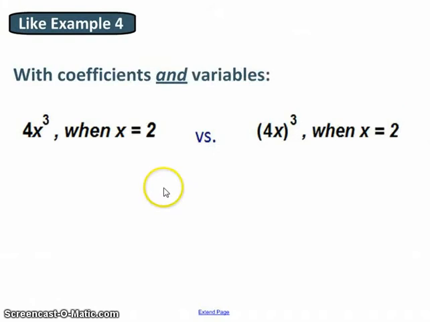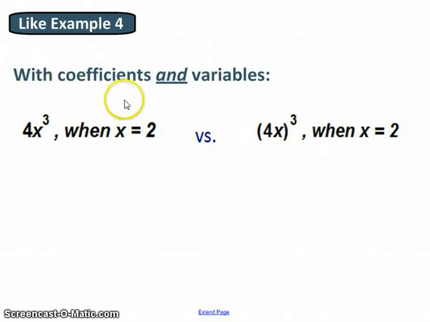Example 4, once again, I've made a slight modification to the example that's in the book. In this case, I've compared 4x cubed with something that looks a lot like it, but in this case, there are parens around the 4x. In both cases, x is 2. You're going to turn out to find different answers.